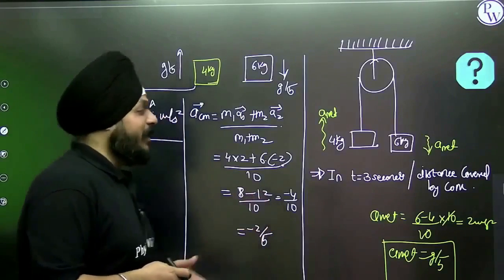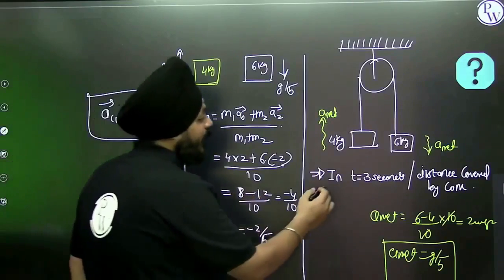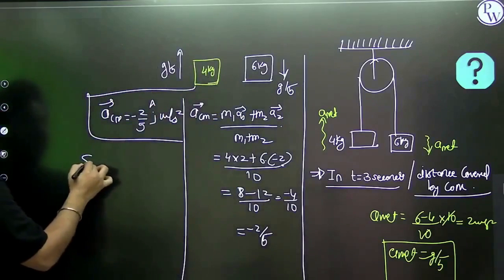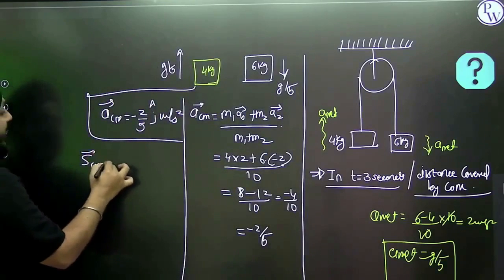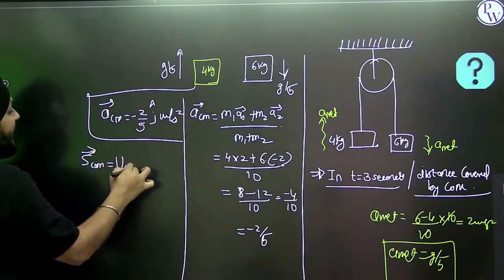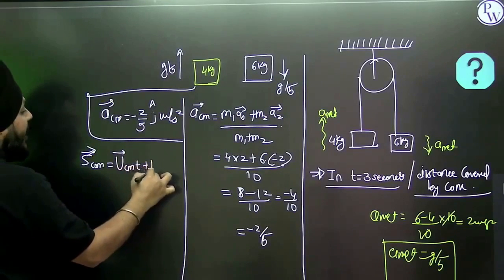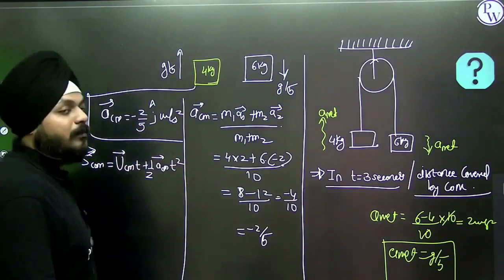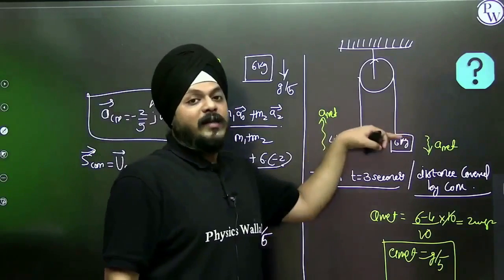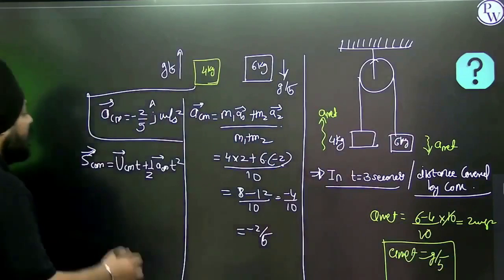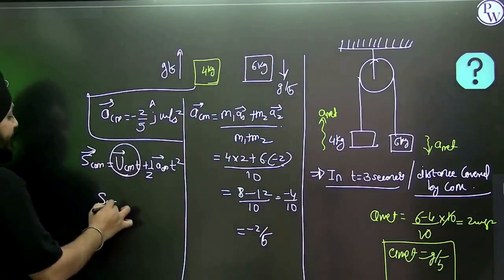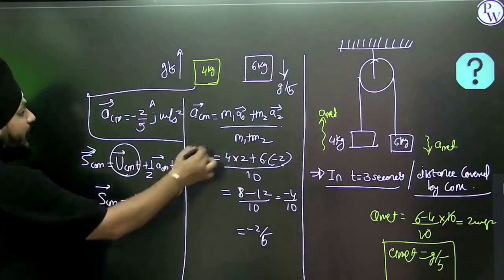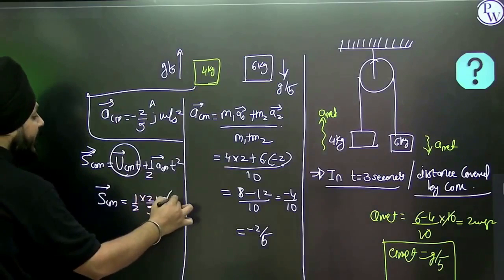We got the acceleration of center of mass. What we need to calculate is, in 3 seconds, how much distance it has covered. So displacement of the center of mass is initial velocity of center of mass times t plus half acceleration of center of mass into t square. This same equation we are going to take in vector form. Initially, when they both were at the same level, the system was at rest. This part is 0. So the displacement vector is half, acceleration vector is 2 by 5, into t square. T square is 9. It's negative of j.